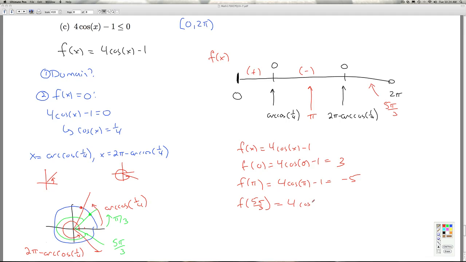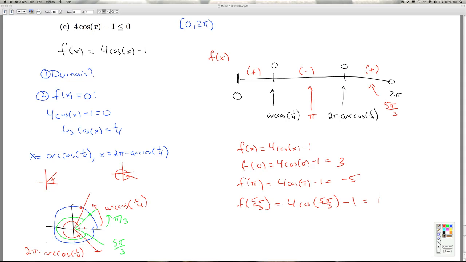I get 4 cosine 5 pi over 3 minus 1. The cosine of 5 pi over 3 is a half. Half of 4 minus 1 gives me 1, so that's positive. Or once again, you could graph this function and get the sign diagram that way, and solve it graphically, okay?